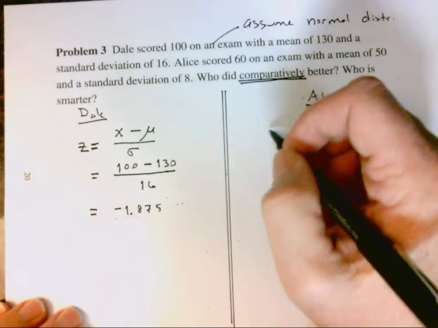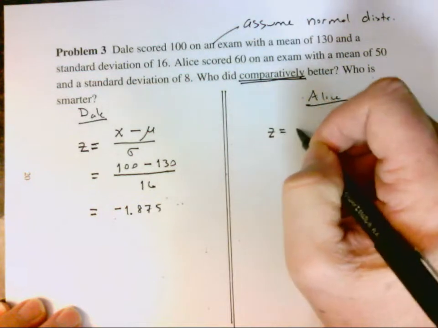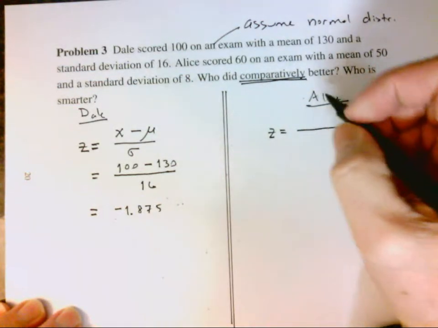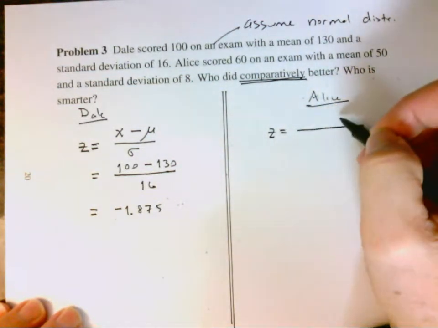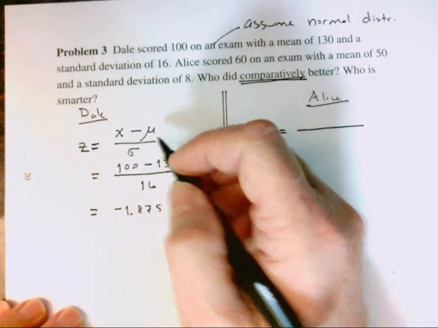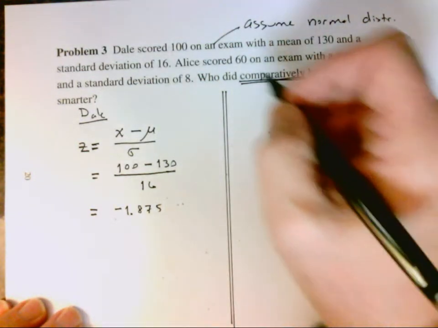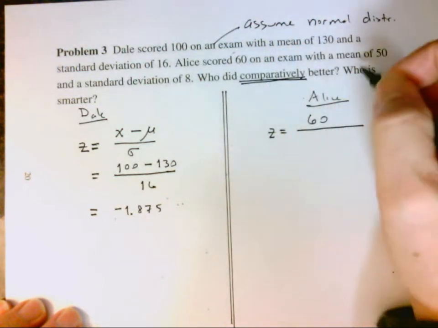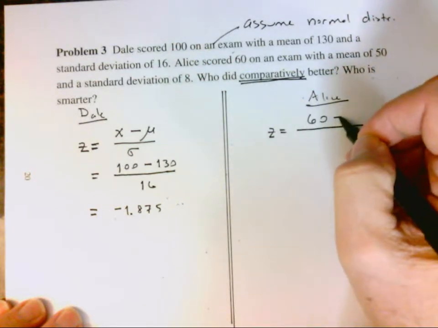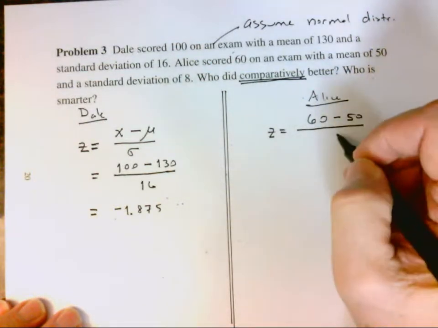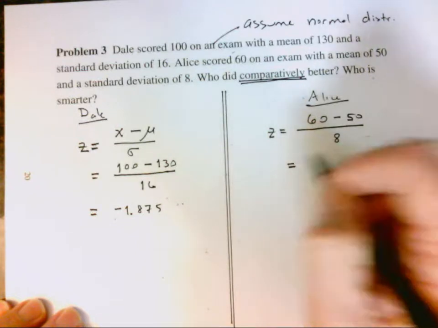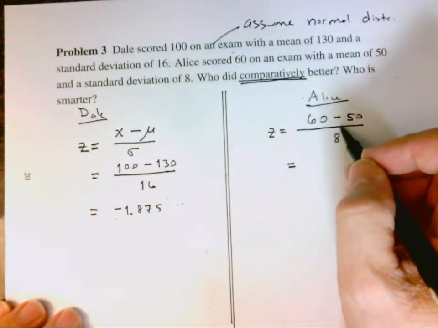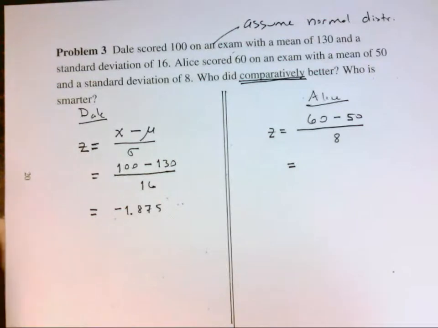Now let's do Alice. The same thing. Z is going to be the data value minus the mean, so we're using the formula here. The data value is her score. She scored a 60. The test mean had a 50, and the standard deviation is an 8. So this is going to be a positive 10 divided by 8, so it's going to be about 1.2. 10 divided by 8, 1.25.